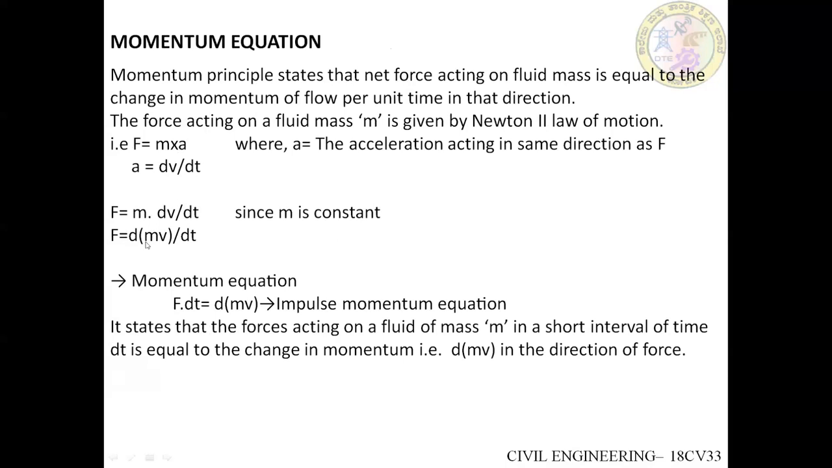If you take this m inside, you'll get F equals d of (m into v) by dt, where m is constant. So the momentum equation is force into dt, that is F into dt, equals d of (m into v), which is the impulse momentum equation. This F equals d of (m into v) by dt is the momentum equation. F into dt equals d of (m into v) is the impulse momentum equation.